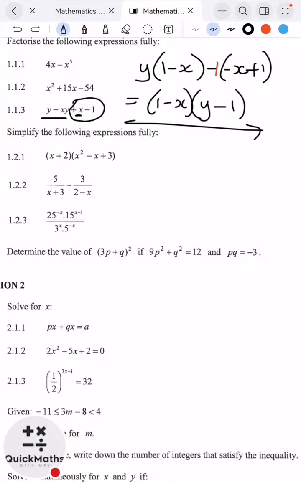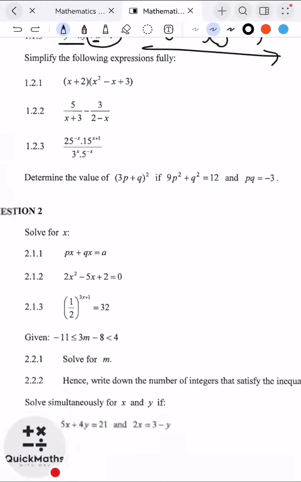Once the signs were right, then the entire bracket was the common factor. We wrote the bracket, and then we said, if that whole bracket is divided, you're left with a y. If the whole bracket is divided, you're left with a minus 1. Okay, cool. Let's move along.